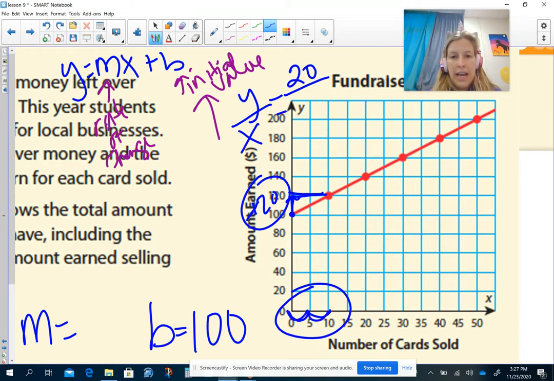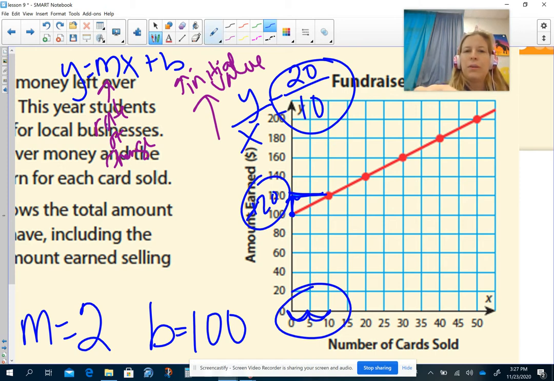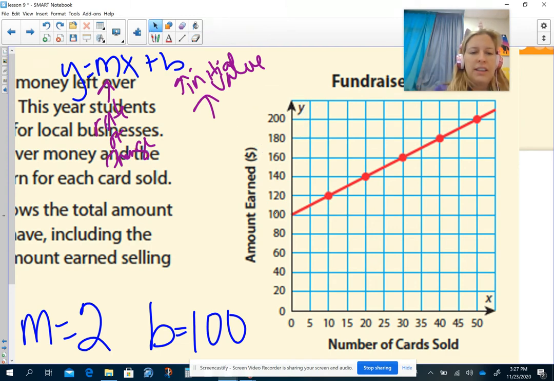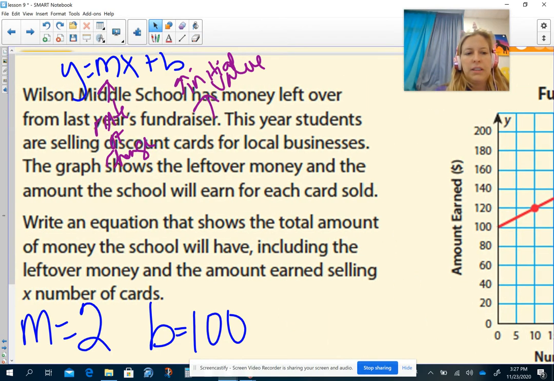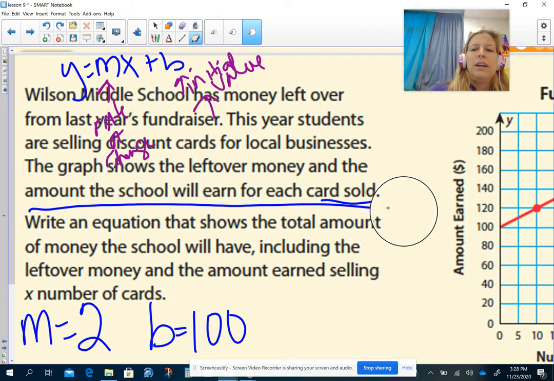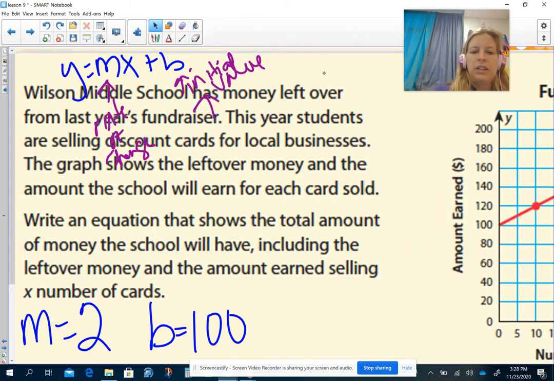So 5, 10, that would be 10. Otherwise, each card would be worth $20. But in this case, 20 divided by 10, that won't be 20. That's going to be 2. And what's that 2 going to represent? Let's see, that 2, what is it going to be? The amount the school will earn for each card sold. So for each card sold, the school is going to make $2. Good. Okay, so now let's go ahead and plug it into our equation.